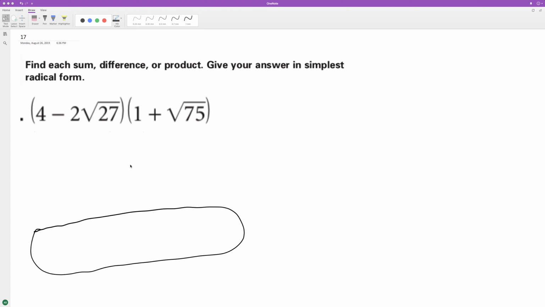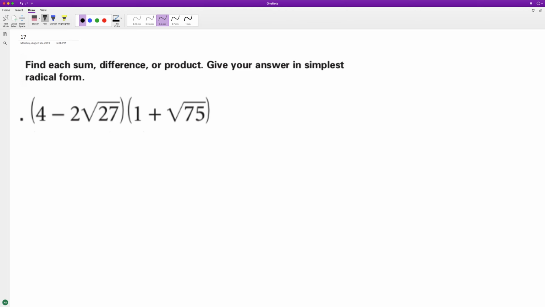and FOIL and solve this. First thing I'm going to do, though, before I FOIL, just because it'll make it a little bit easier, is I'm going to reduce these. So for 2 root 27, I'm going to have 2 root. And this 27 is the same thing as 9 times 3. And I ended up with 6 root 3.